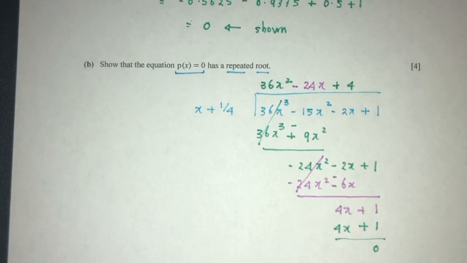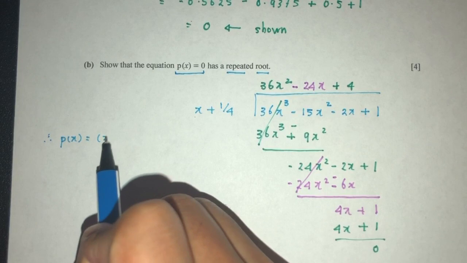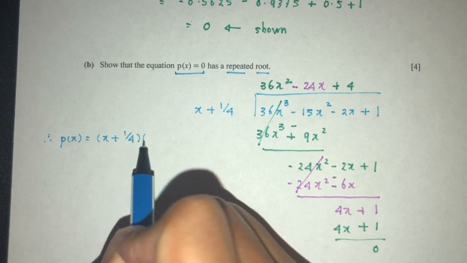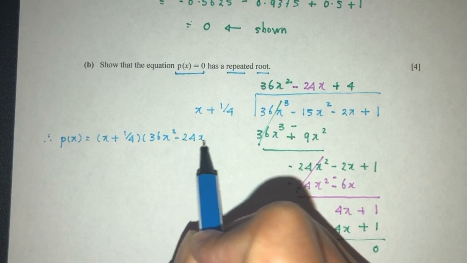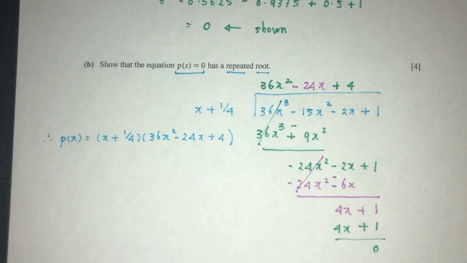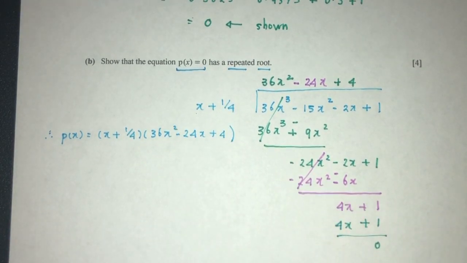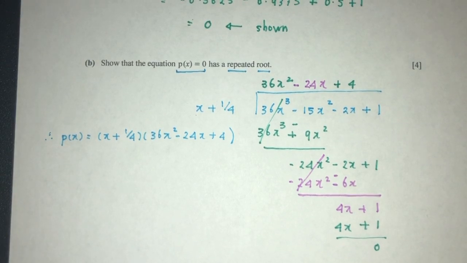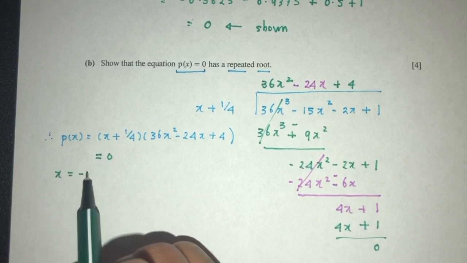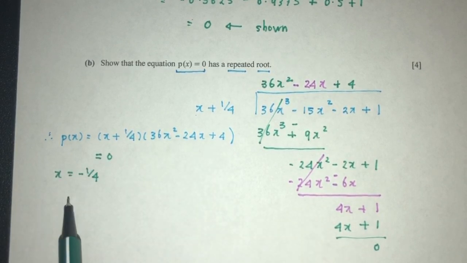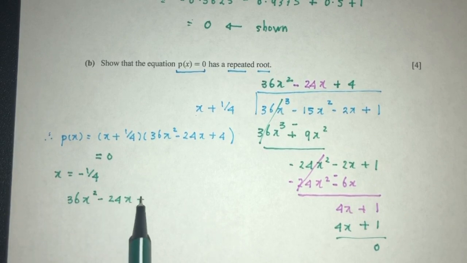So which means p of x can also be written as what? P of x can also be written as x plus 1 over 4 times 36 x squared minus 24x plus 4. Now we have to show this equation equal to 0 has a repeated root. When you equate that to 0, we can see that here x is equal to minus 1 over 4.